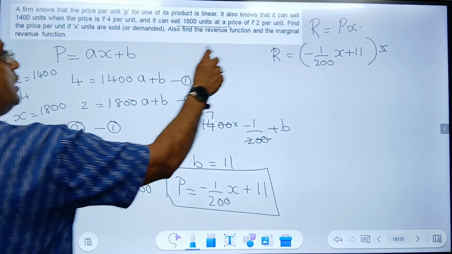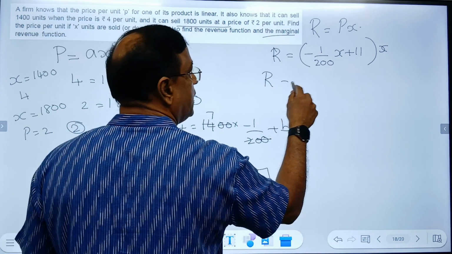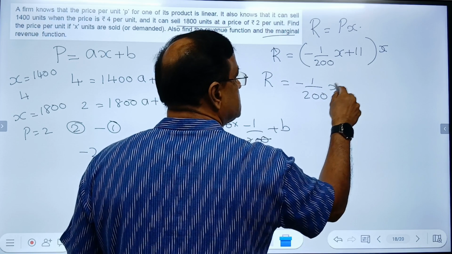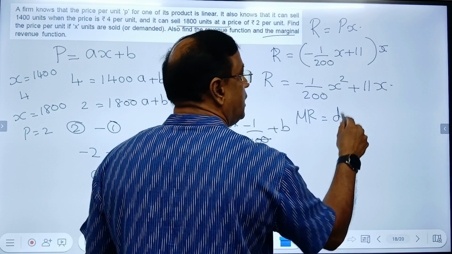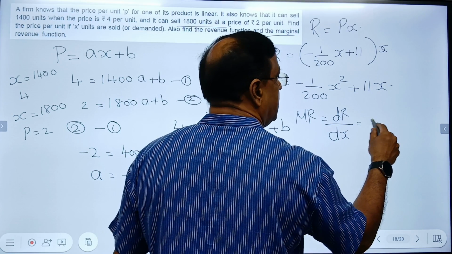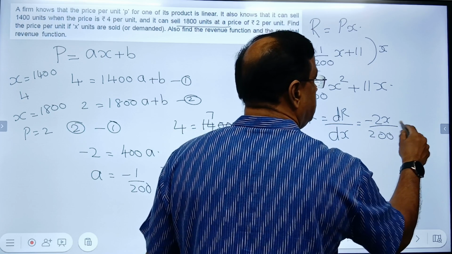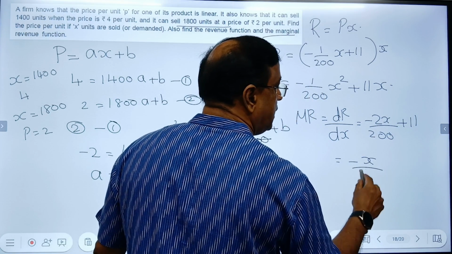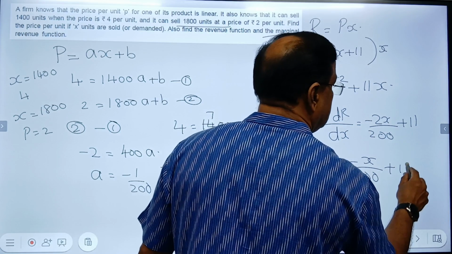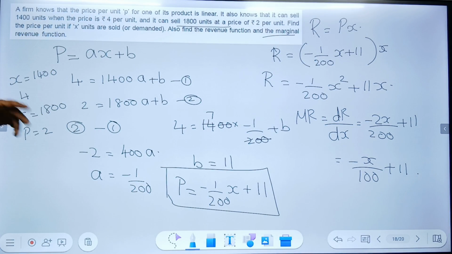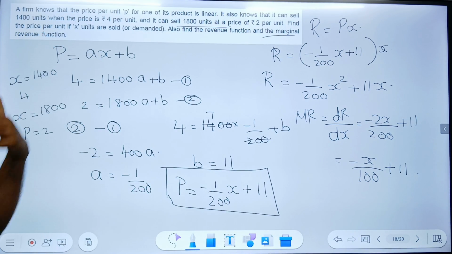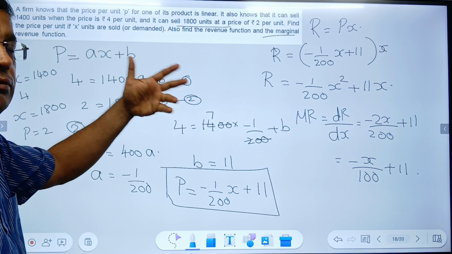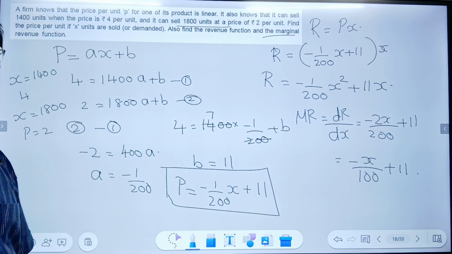Now I want to find the marginal revenue. So for that, first I open the bracket, otherwise we have to use product rule. Minus x square by 200 plus 11x. So what is marginal revenue? dR by dx, which is minus 2x by 200 plus 11, which is minus x by 100 plus 11. He has not given any condition, so I am not using it. So this is the marginal revenue. This type of questions are very important, especially for commerce students. But we can't say for sure that it will not come for science, because these are not so complicated. It's very simple.